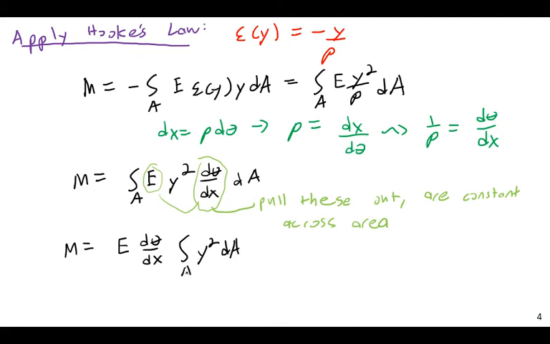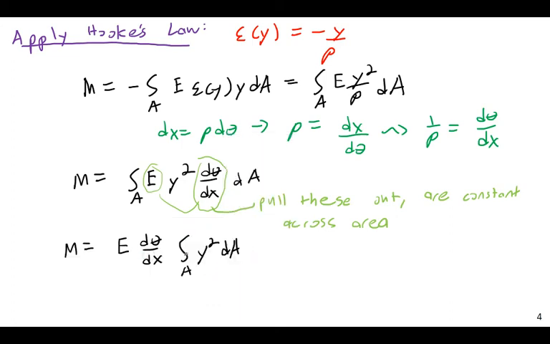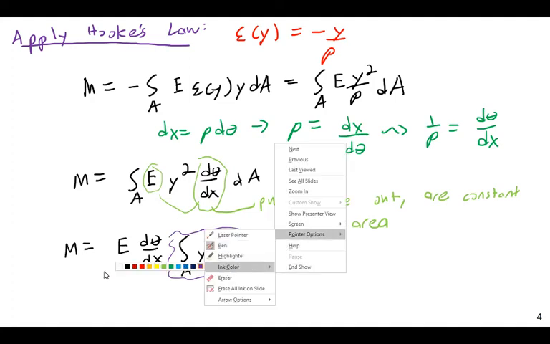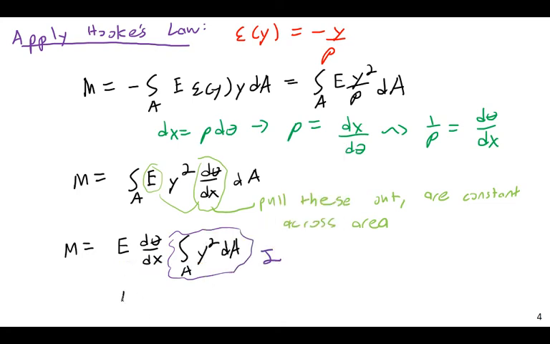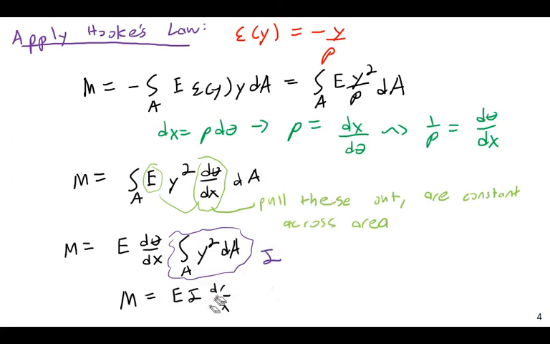Area integral here. However, I've seen this before. I took statics. Y'all took statics. You know what this is. This is the moment of inertia. So in other words, M is equal to EI times d theta over dx. And again, we're not quite where we want to be finally.